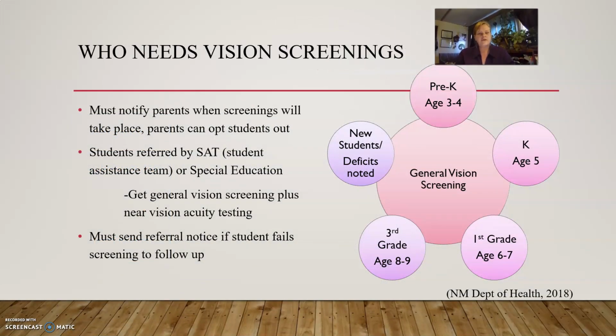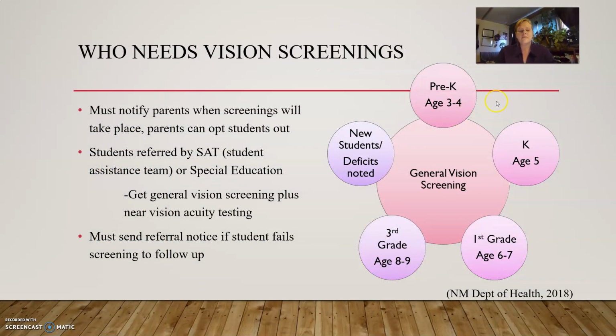So who needs a vision screening? In New Mexico, we screen pre-K students, usually age 3 to 4, kindergarten students, age 5, first grade, ages 6 and 7, and third grade, ages 8 and 9. We also screen new students or if anyone's had a deficit noted. We must notify parents when screenings will take place so that they can opt their student out.